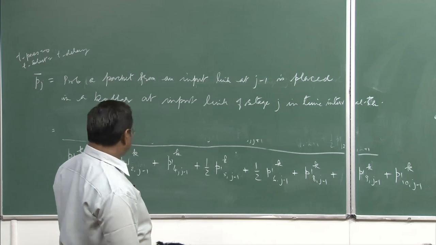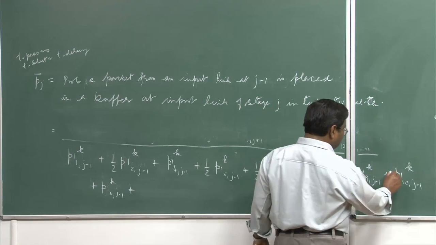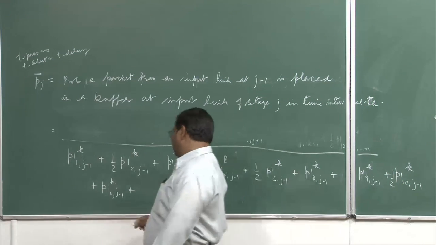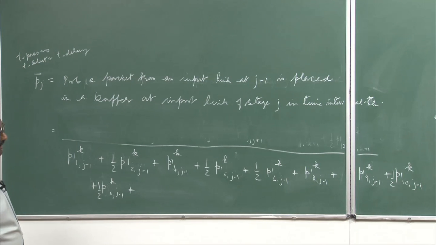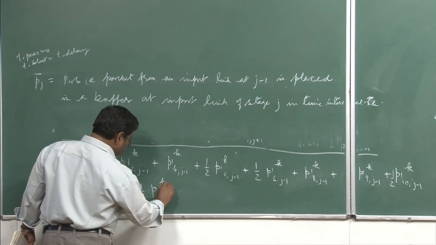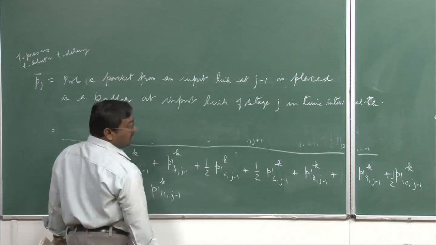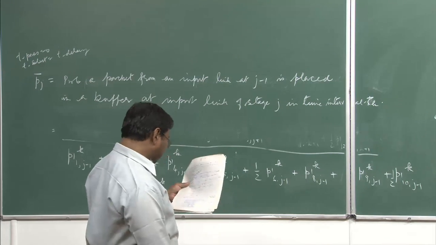Ten also will be half, multiplied with half. Ten will be half. Right. 11 also will be half, na? 12 also will be half. No, 13, 14 cannot be half. They cannot exist.